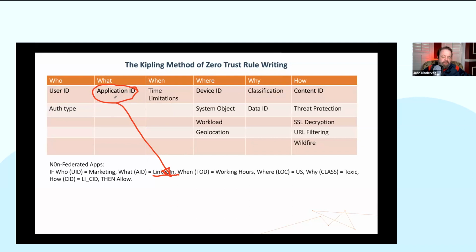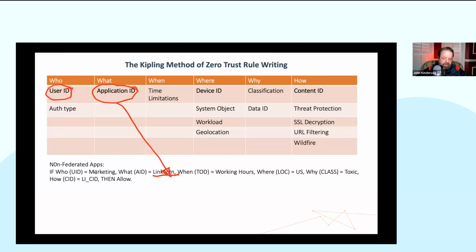But if we just open up all of 443, then the attackers are going to encrypt everything in TLS, and then we're not going to know what's going on. So now we know what applications we're going to have. We're going to then say who should be able to get access to that.